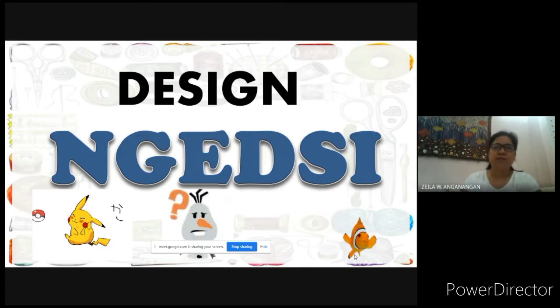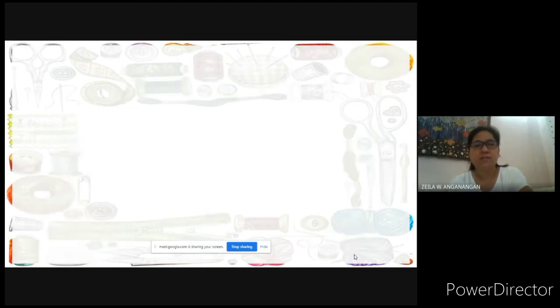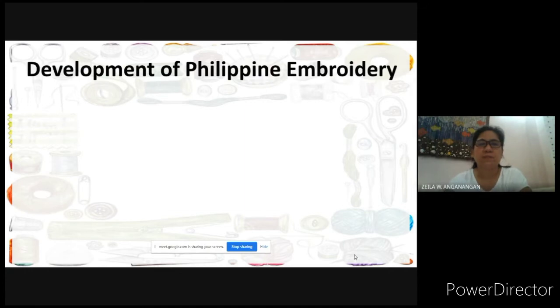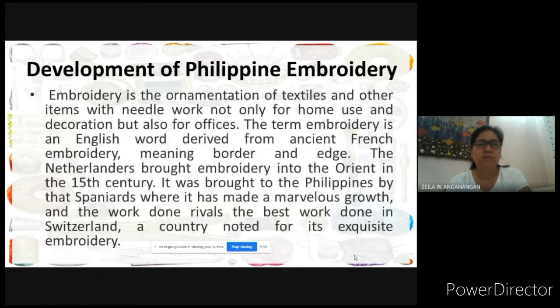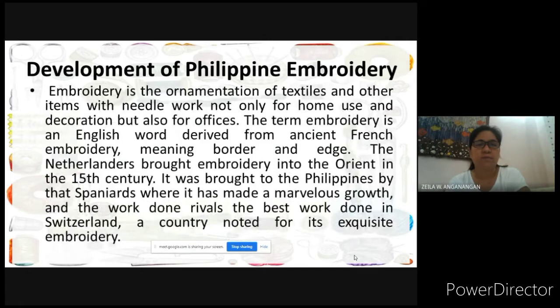Okay, very good, class. Okay, next, let's have the development of Philippine embroidery. Embroidery is the ornamentation of textiles and other items with needlework, not only for home use and decoration but also for offices. The term embroidery is an English word derived from ancient French embroidery, meaning border and edge. The Netherlanders brought embroidery into the Orient in the 15th century. It was brought to the Philippines by the Spaniards, where it has made a marvelous growth, and the work done rivals the best work done in Switzerland, a country noted for its exquisite embroidery.